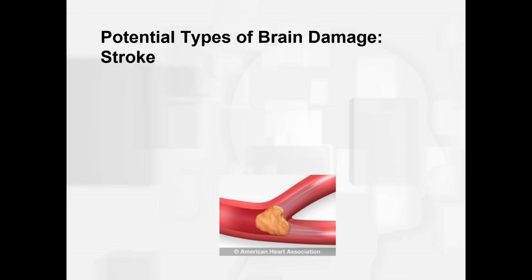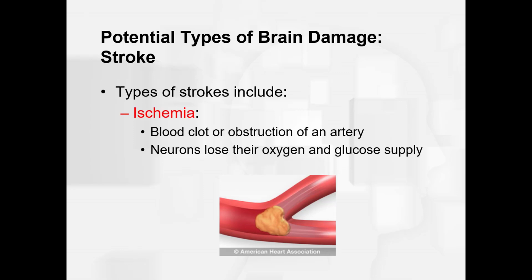So if you look at this image, what does it look like here? This is a blood vessel. And in the blood vessel, you see an obstruction or a clot of some sort. So that's called an ischemic event. So where you have a blood clot or an obstruction of an artery, the neurons lose their oxygen and glucose supply. So if you have this obstruction here, the blood can't flow from one place to another. And so if the blood's flowing in this direction, anything that's beyond that clot isn't getting oxygen, isn't getting glucose, and if a cell's not getting that, they're not making energy, and thus they'll die. Ischemic events are the most common type of strokes, about 87% of strokes.